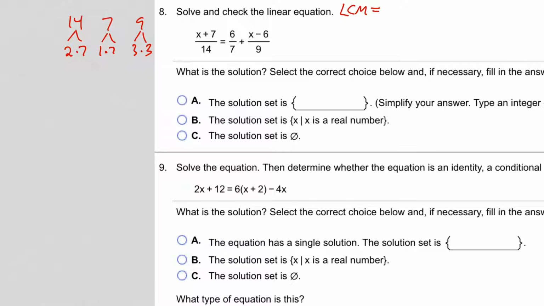So like there's a 2 in here, there's a 3, and there's a 7, but I have to use the most of every base. So there's 1, 2. There's 1, 7 in each one. And then here, there's 2 3s. So I'm going to use that. So basically, that's 18 times 7. So all this is 126. So not very nice here.